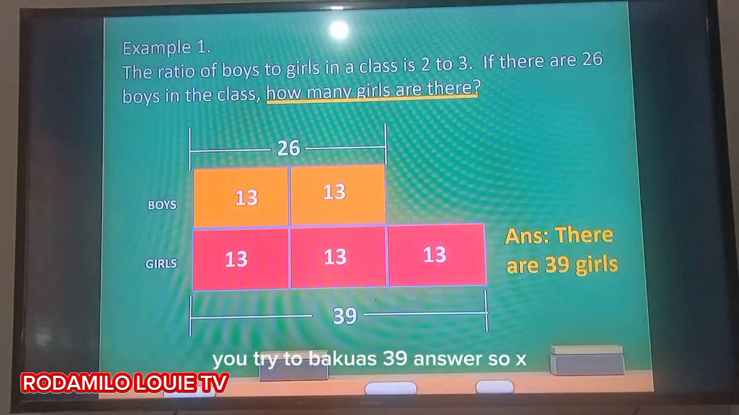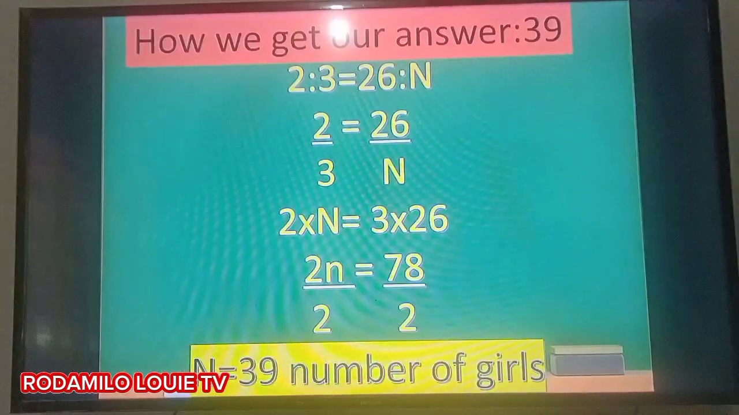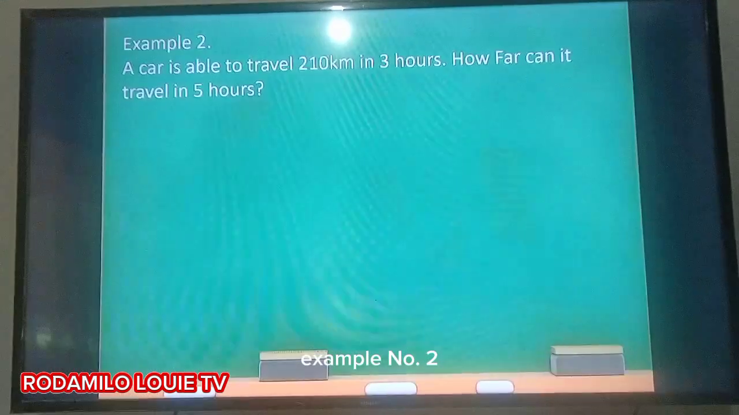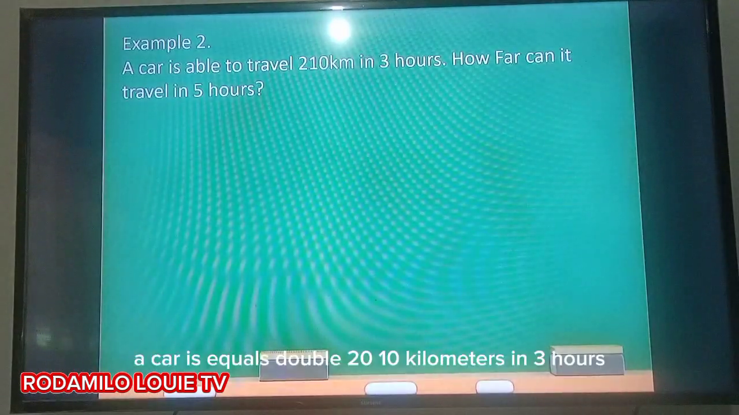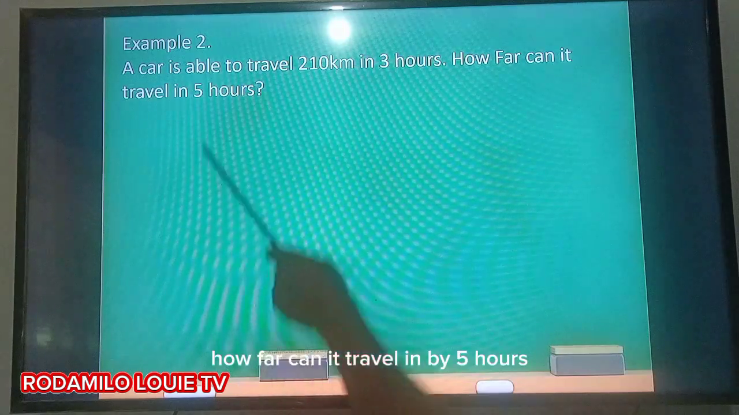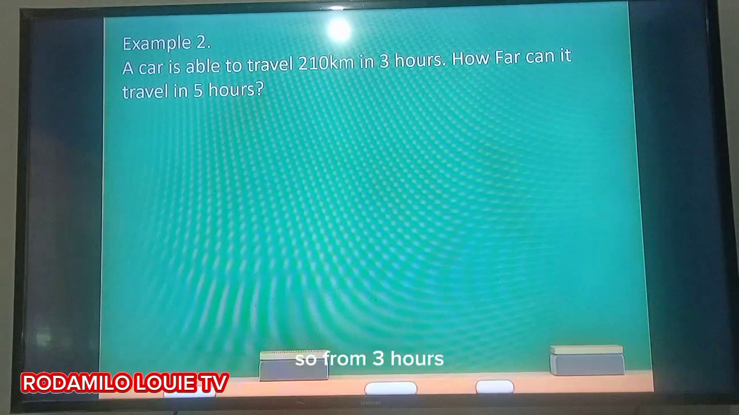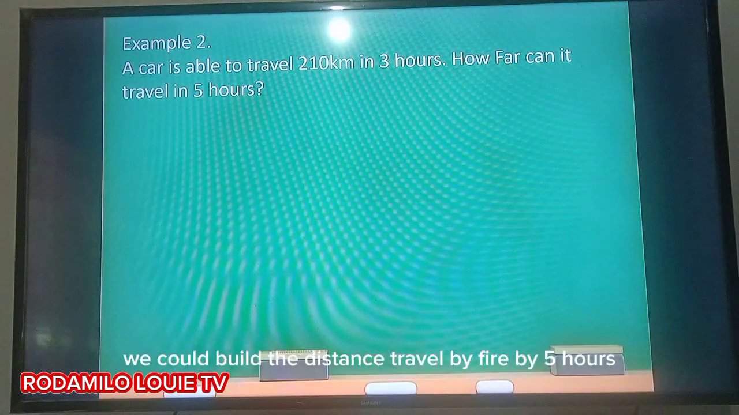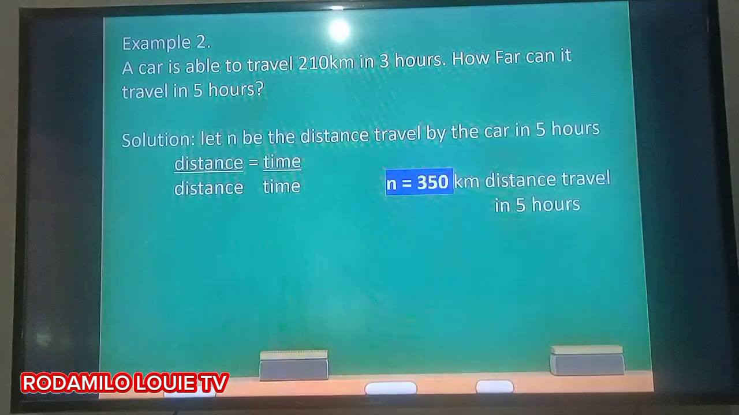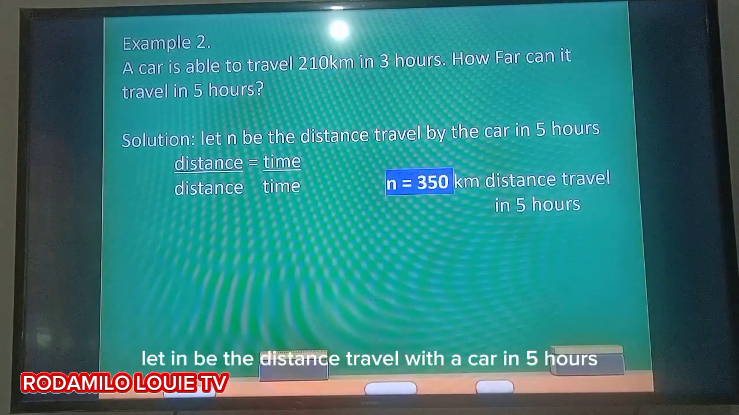Next. Example number 2. A car is able to travel 210 km in 3 hours. How far can it travel in 5 hours? So from 3 hours, we compute the distance traveled by the car in 5 hours. So solution, let n be the distance traveled by the car in 5 hours.